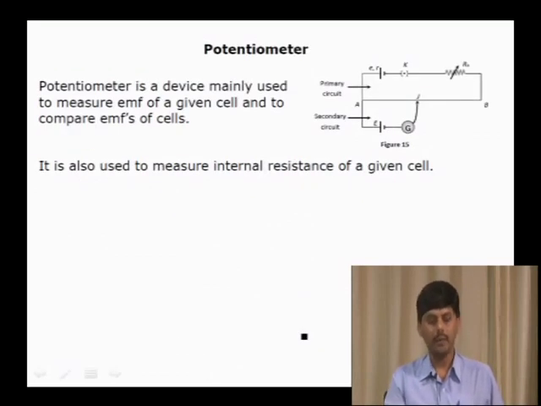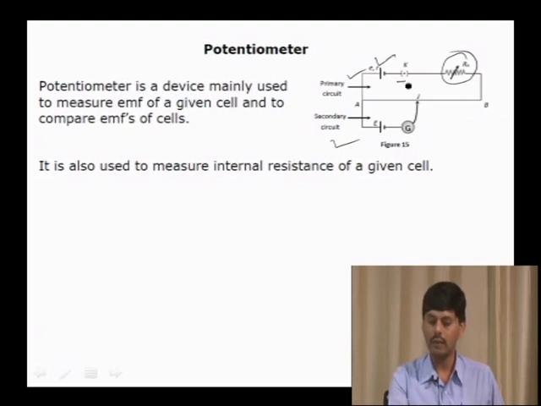Next, the potentiometer. A potentiometer is a device mainly used to measure the EMF of a cell and to compare the EMFs of cells. It is also used to measure the internal resistance of a cell. This is the diagram, with a primary circuit and a secondary circuit. The primary circuit is a meter bridge type arrangement, consisting of a variable resistor, a rheostat, and the source along with the key, and AB is the wire. The external circuit consists of the cell with the galvanometer and the jockey. This is the secondary circuit.